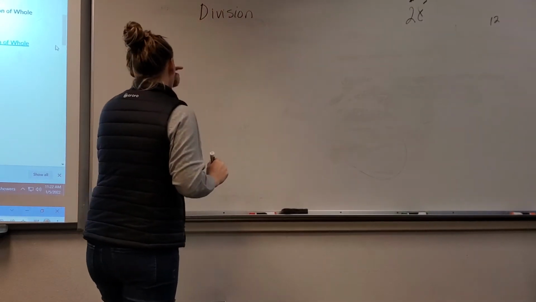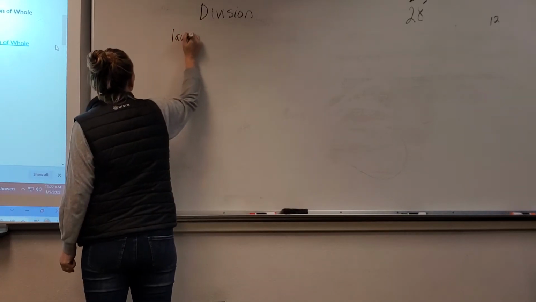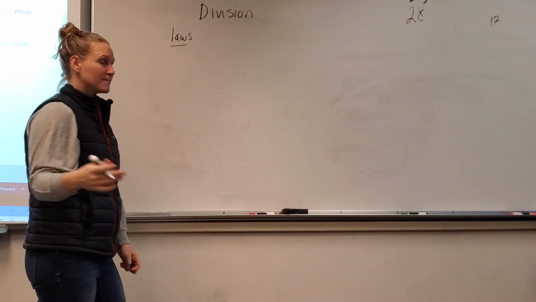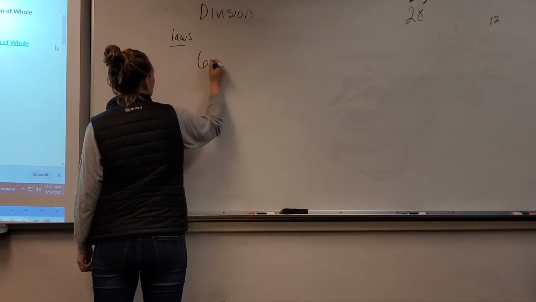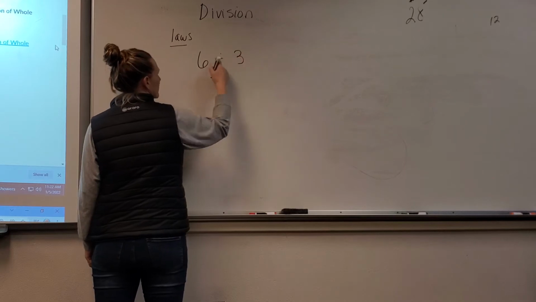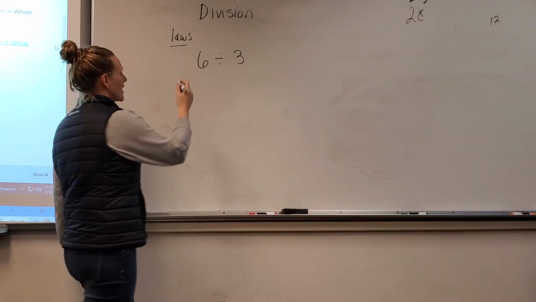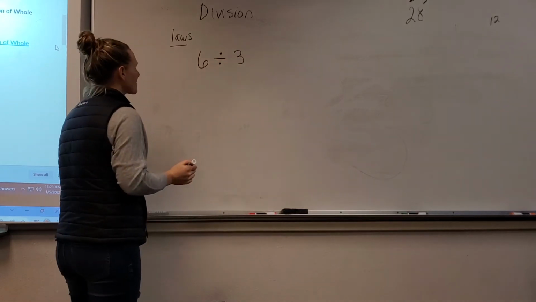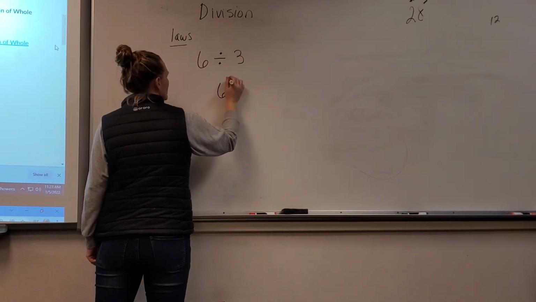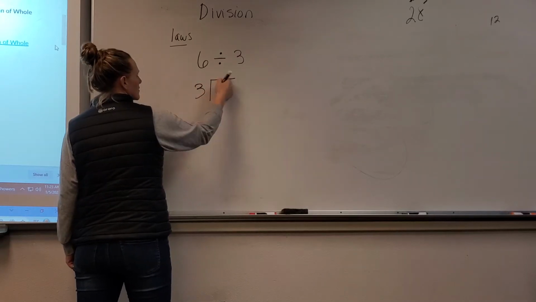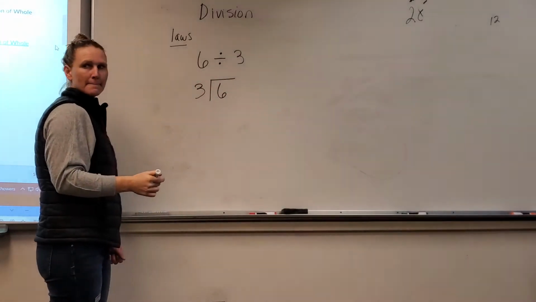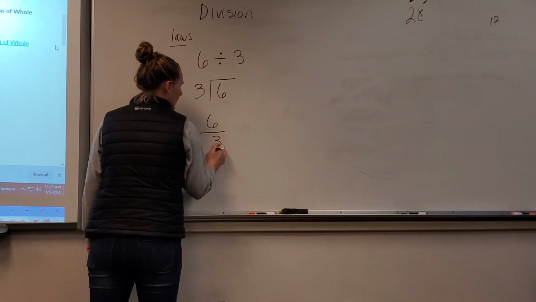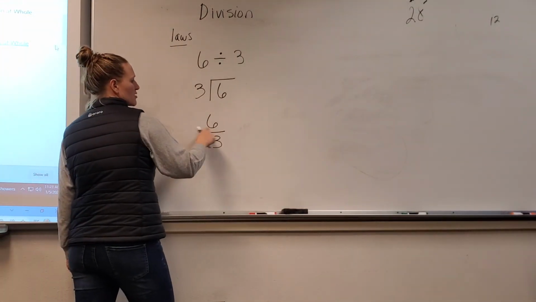Alright, let's talk about the law of division. There are different ways to write division. You can write it with this division sign, that line with 2 dots, one above and one below. We can write it with a division bar or a division box, which looks like that.